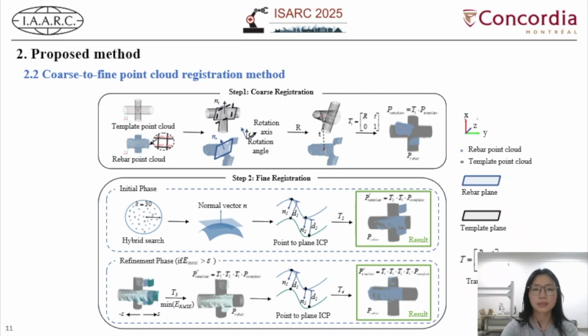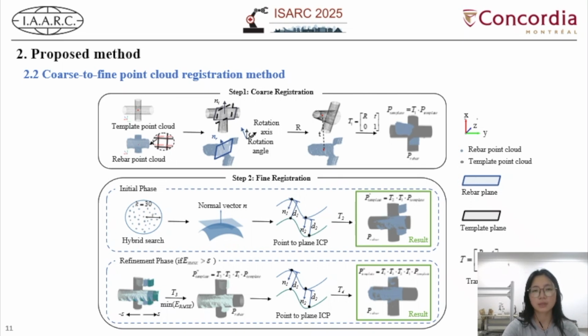Here is the detailed workflow of our coarse-to-fine registration method. This method consists of two steps as follows. In step 1 of coarse registration, the goal is to achieve a rough alignment of the template point cloud with the rebar point cloud. This is accomplished by finding the appropriate rotation matrix and translation vector based on the geometric features of the template point cloud.